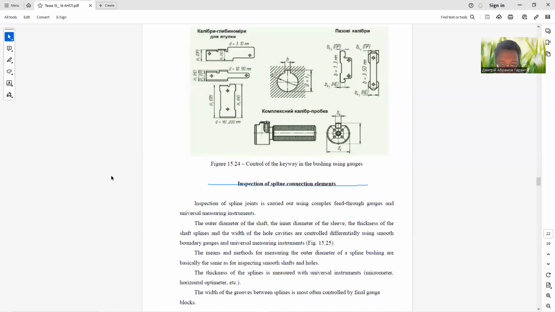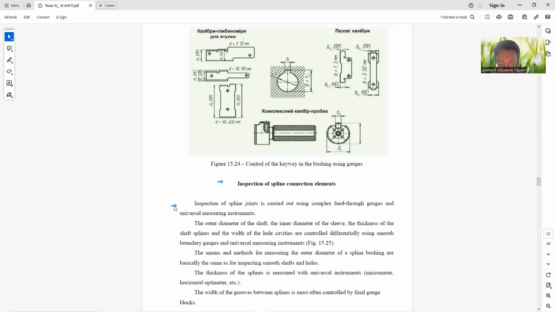Inspection of spline connection elements.